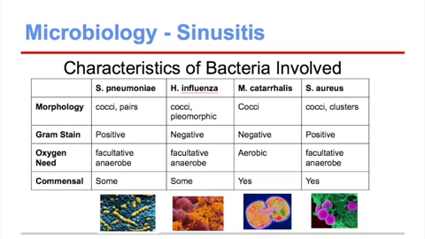Slide 9 is a continuation of sinusitis with a chart that displays the characteristics of the bacteria involved. This chart further outlines some important characteristics about bacteria involved in chronic sinusitis. All of the involved organisms have a cocci morphology. Also, all organisms are either aerobic or facultative anaerobes, since the environment of the sinus contains oxygen.